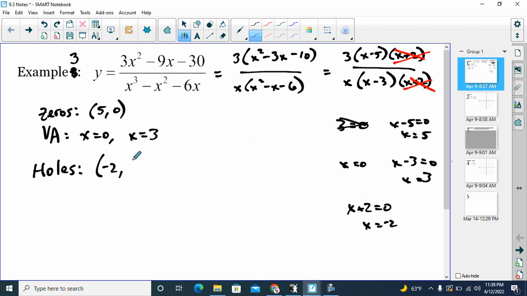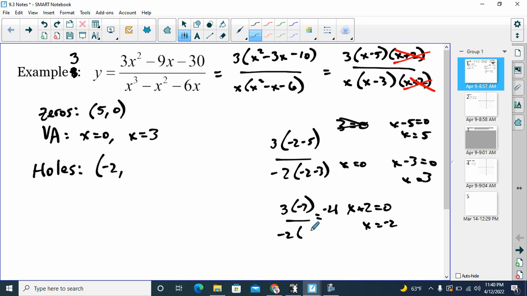To get the y value of the hole, you go to the simplified version of the expression and plug in negative 2. So we're plugging it in without the x plus 2, because if I plug it in here, I just get 0 over 0. I'm plugging in negative 2 right here, so I have 3 times negative 2 minus 5 divided by negative 2 times negative 2 minus 3. I put negative 2 in for all my x's, and I'm just simplifying here. 3 times negative 7, so I've got negative 21 on the top. Here I've got negative 2 times negative 5.